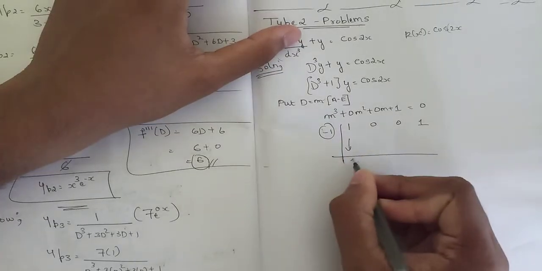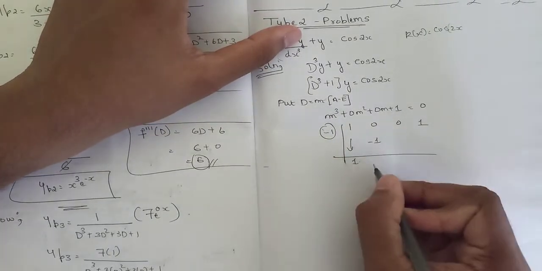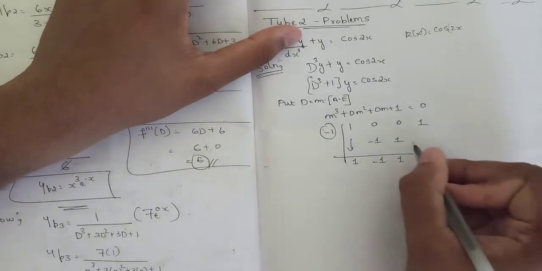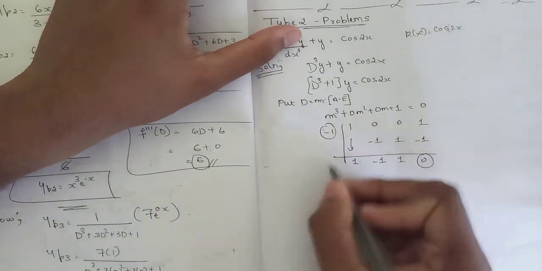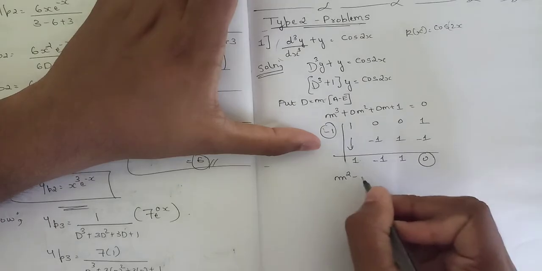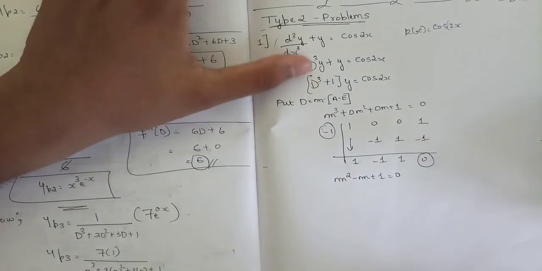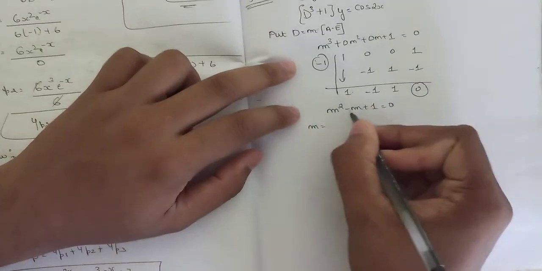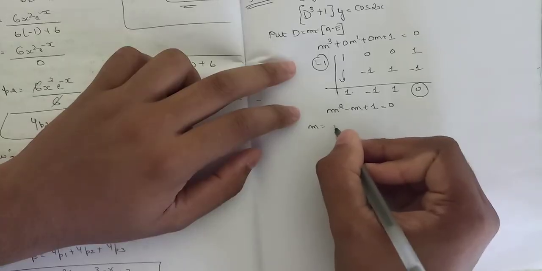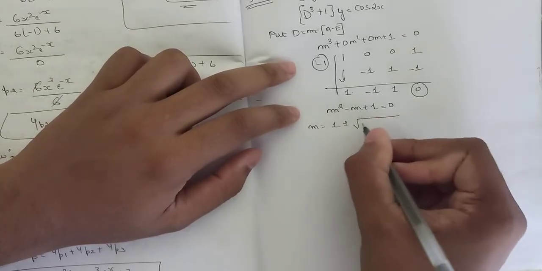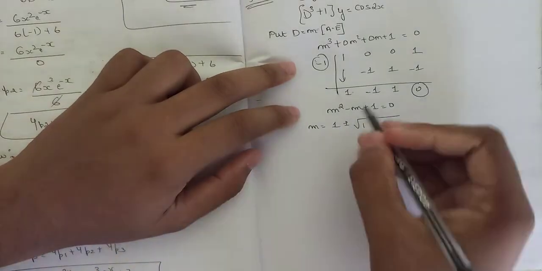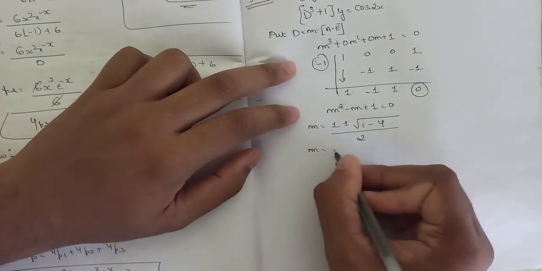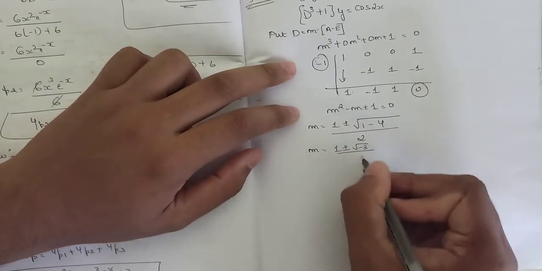So bring this 1 down. Minus 1 into 1 is minus 1, 0 minus 1 is minus 1. Minus 1 into minus 1 is plus 1, 0 plus 1 is 1. Minus 1 ones are minus 1. So this is 0. So by this we can write it as m square minus m plus 1 is equal to 0. Right? Now for this we need to use the quadratic formula. That is, the value of b here is minus 1. So minus of minus 1 is plus 1. Minus 1 whole square is 1. Minus 4 into 1 into 1, that is 4, divided by 2. So 1 plus or minus square root of minus 3 by 2.